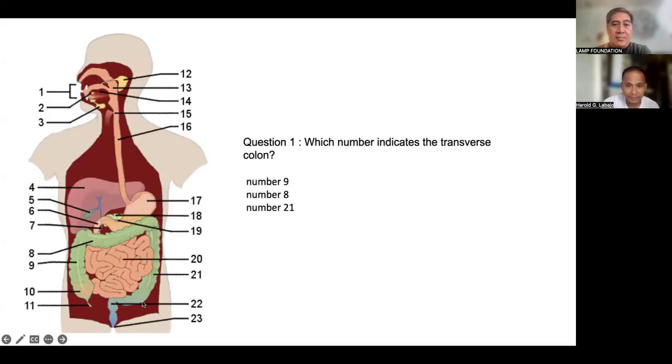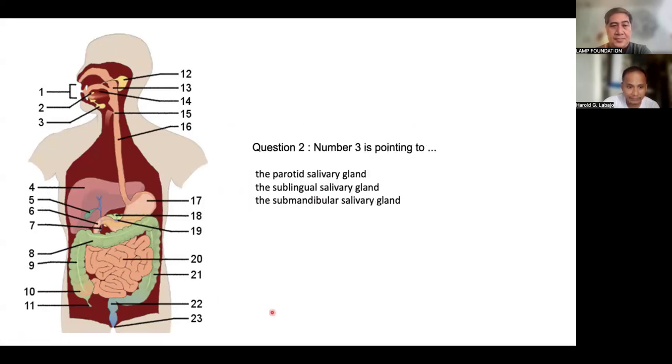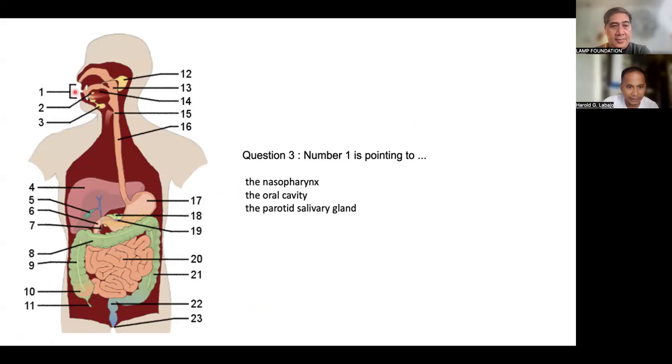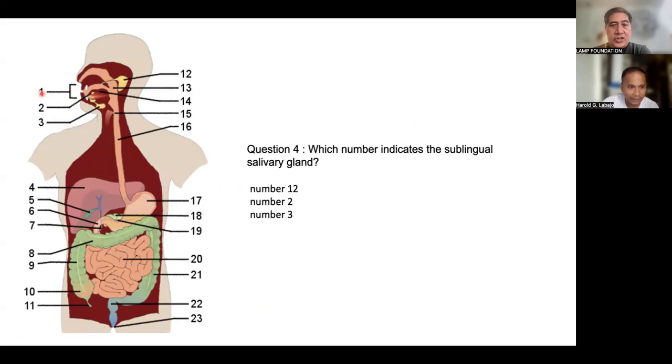Now let's go to anatomy of the gastrointestinal system. Which number indicates the transverse colon? Number 8. Number 3 is the submandibular salivary gland. Number 1 is the oral cavity.